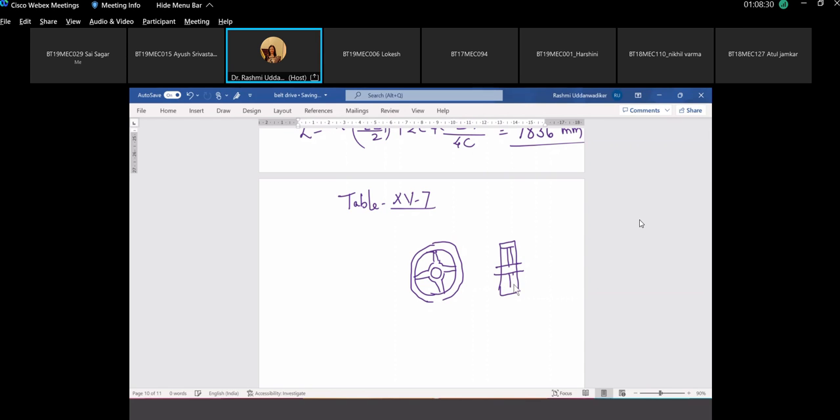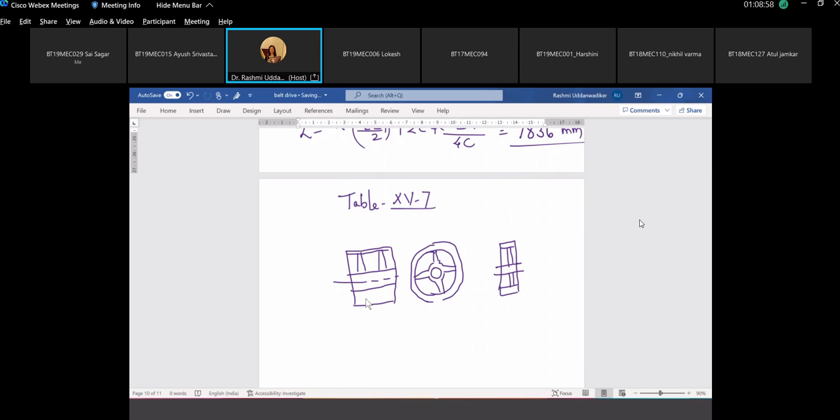But if the width of the pulley is too large, then we have two sets of arms. This is your shaft, over this you will have a hub. This is one set and this is the second set. This is the rim of the pulley. This is known as two sets. So when the width is more than 300 mm, you have two sets.